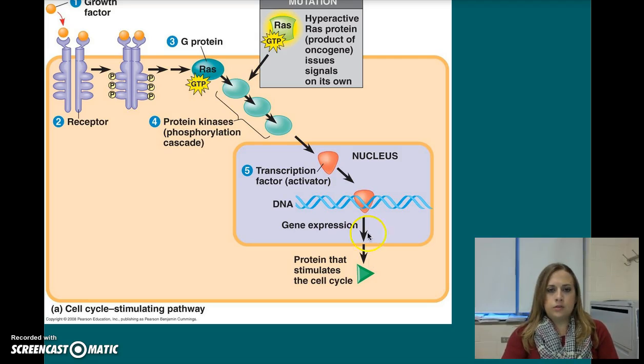That's the normal system. However, when this RAS G protein is mutated, now you have a hyperactive version of this, and it doesn't require the growth factors to be received by the cells. When this is hyperactive, it's going to keep this system going on its own. So you're going to be continually making this protein that stimulates the cell cycle even when you're not supposed to be.